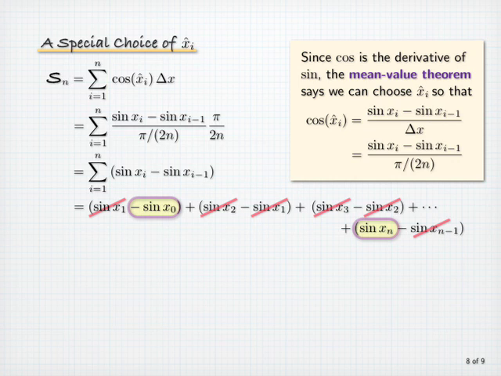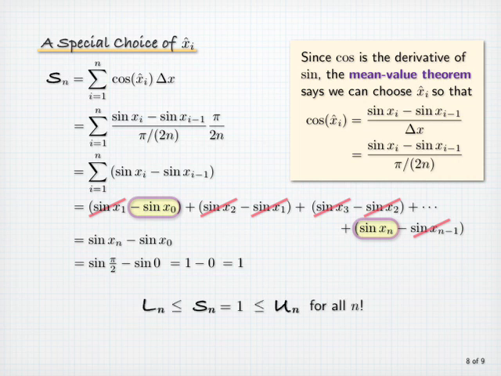Notice that the only thing remaining after cancellation is a portion of the first term and a portion of the last term. So this very special Sn is equal to the sine of xn minus the sine of x0. Now let's recall that xn is the right endpoint, pi over 2, x0 is the left endpoint, 0, and so we have sine of pi over 2 minus sine of 0, which equals 1 minus 0, or 1. So for all n, with this special choice of x hat sub i, we have Sn equal to 1.